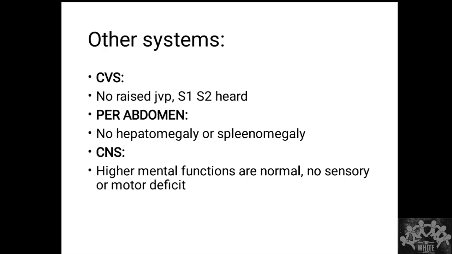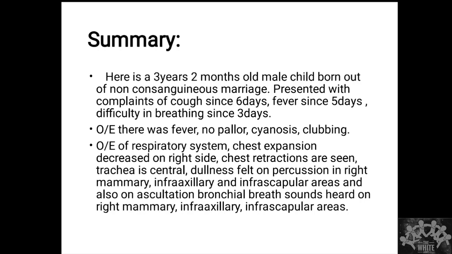Okay, ma'am. Summary. Here is a 3-year, 2 months old male child born out of non-consanguineous marriage, presented with complaints of cough since 6 days, fever since 5 days, difficulty in breathing since 3 days. On examination, there was fever, no pallor, cyanosis or clubbing. On examination of respiratory system, chest expansion decreased on the right side, chest retractions were seen, the trachea is central, dullness was felt on percussion in the right mammary, infra-axillary and infrascapular areas, and on auscultation, bronchial breath sounds are heard in the right mammary, infra-axillary, infrascapular areas.